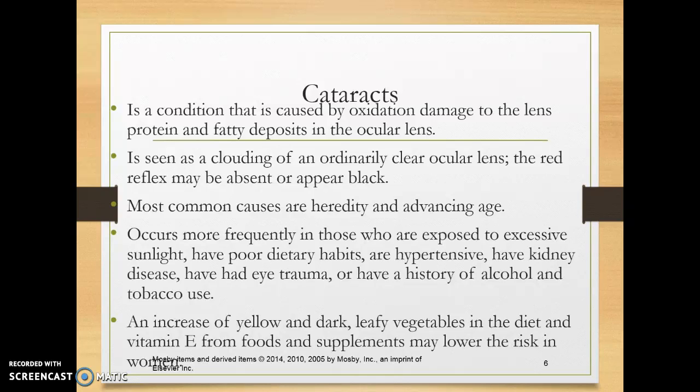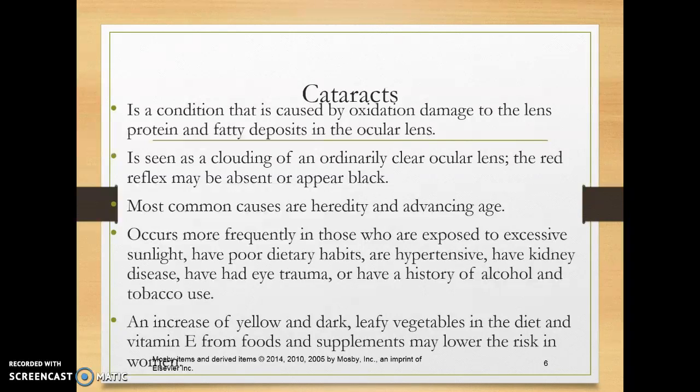So cataracts is our next one. It is a condition that is caused by oxidation damage to the lens, by lens protein and fatty deposits that occur in the ocular lens. So it is seen as a clouding of an ordinarily clear ocular lens. The red reflex may be absent or pure black. Its most common causes are familial or advancing age. So we want to teach our patients to increase yellow and dark leafy vegetables in their diet, and vitamin E from foods and supplements may lower the risk for women.